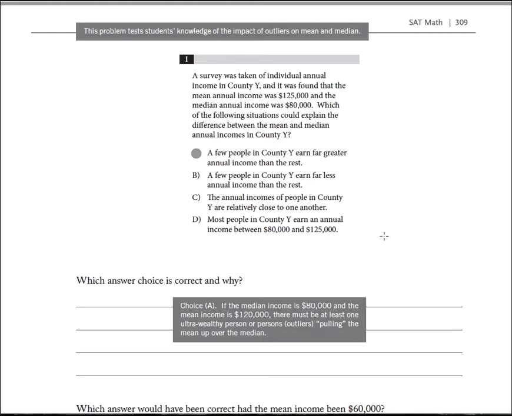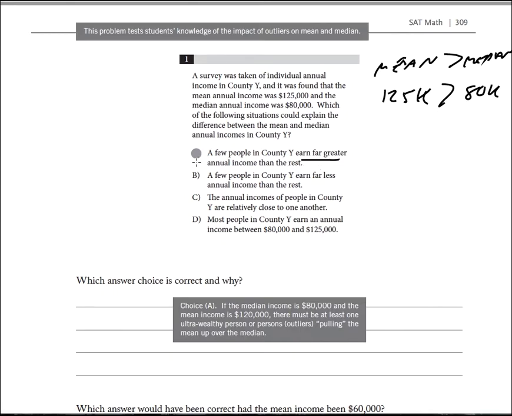Remember what we said. If the mean is far greater than the median, which it is here, 125,000, right? 125,000 is the mean, which is greater than 80,000, which is the median. If that's the case, there have to be some outliers that are far, far bigger, right? So the answer here, who can tell me? Dave, yeah, you're right. This one would be A, right? A few people, at least one person in County Y, has to earn far, far greater annual income than the rest. That's the only way to explain it.